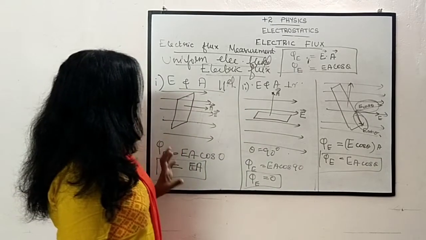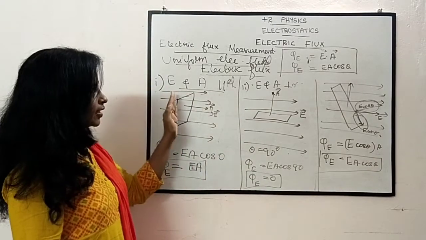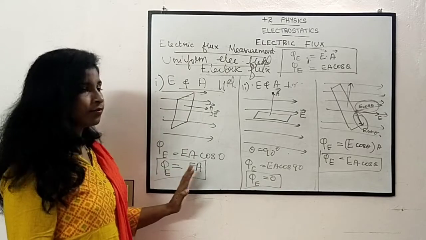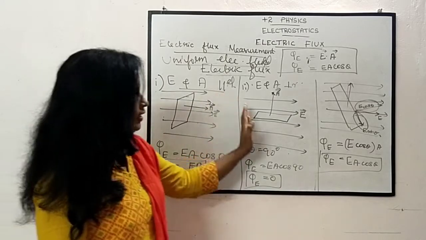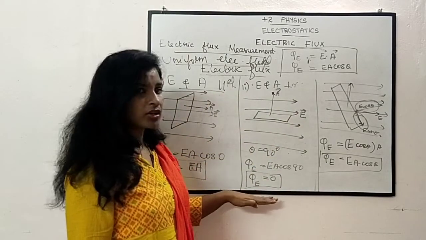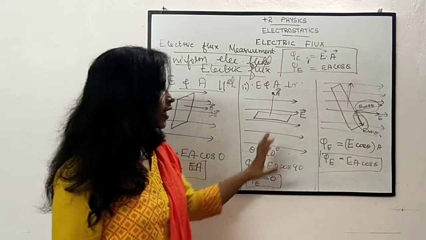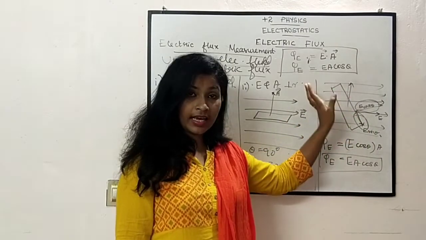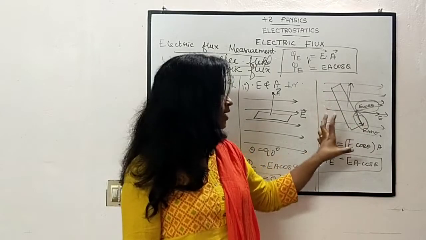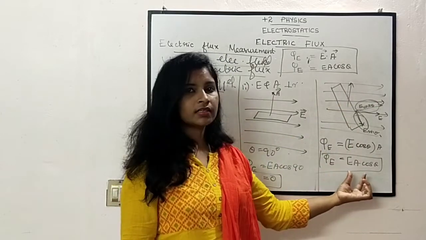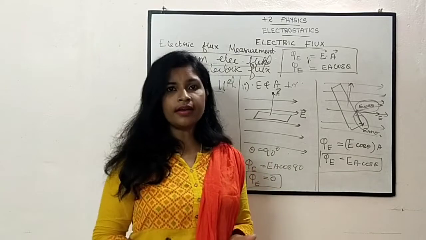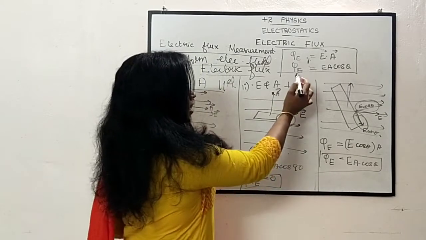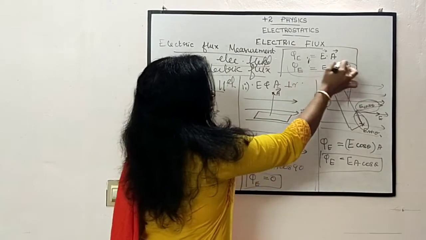So we have discussed three conditions. If the electric field and the area vector are parallel, we will get EA. If the electric field and the area vector are perpendicular, we will get the value as 0. If the area is inclined at an angle theta with the electric field, we will get EA cos theta. So in general, we can write the formula as phi E equal to EA cos theta.